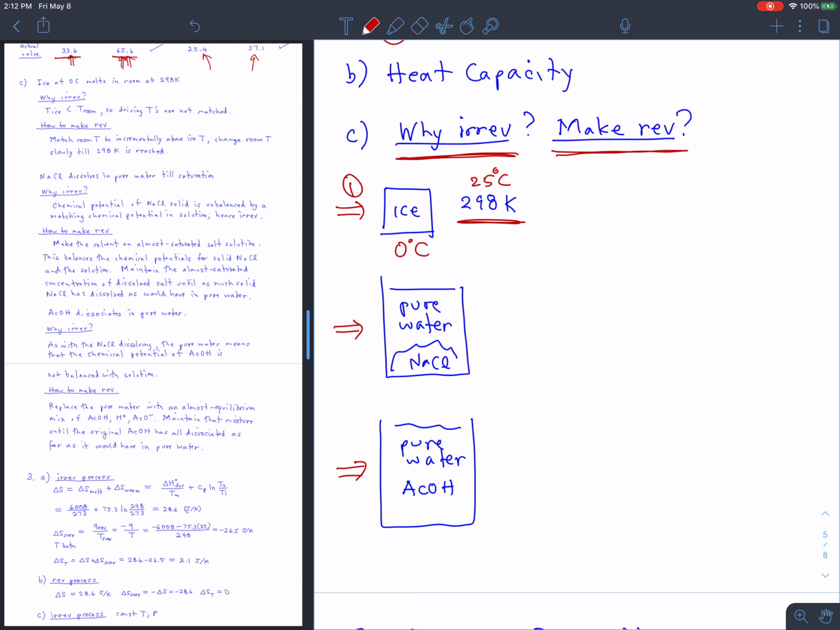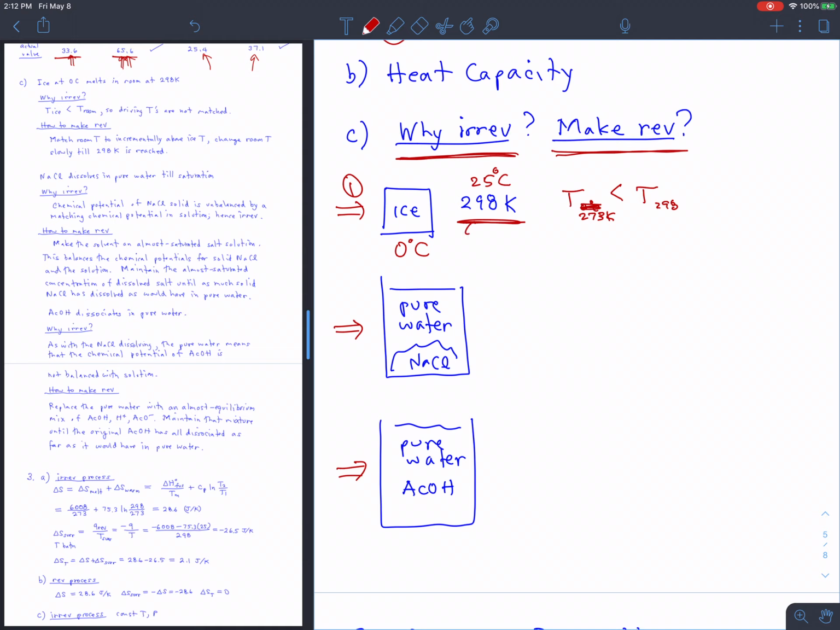Remember that an irreversible process is any process that takes place with unbalanced forces, and a temperature is a thermodynamic force. A reversible process is one that takes place only with balanced forces. So here we've got unbalanced forces. T at 0 degrees C is less than T at 298. They aren't even close. And so this would be really 273 K, I guess. And so they're irreversible. How would I make them reversible?